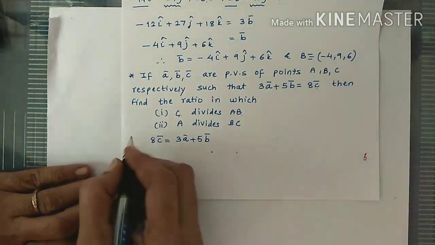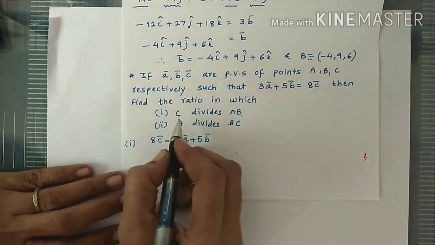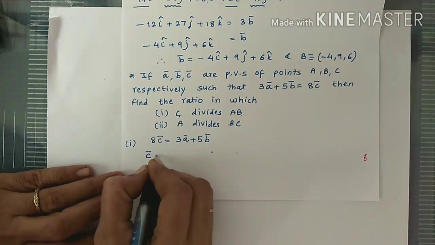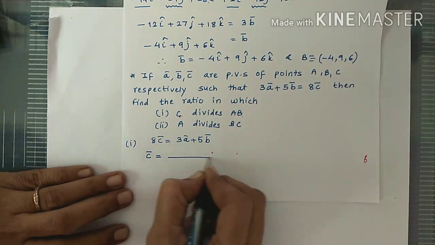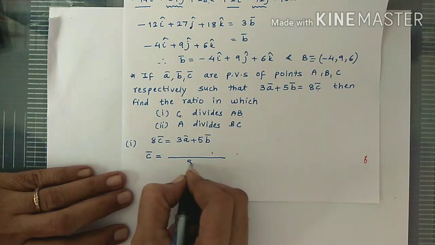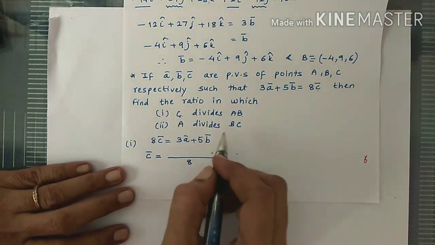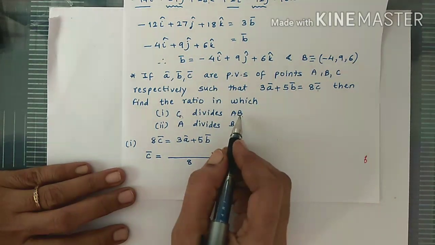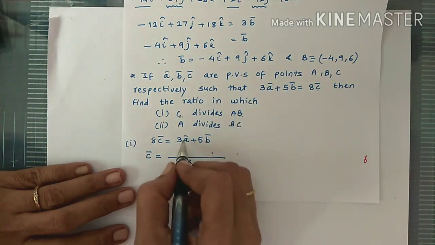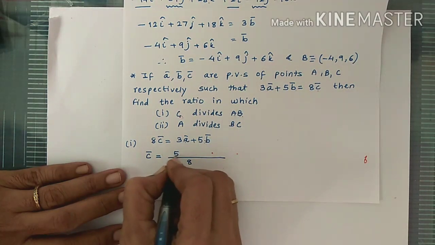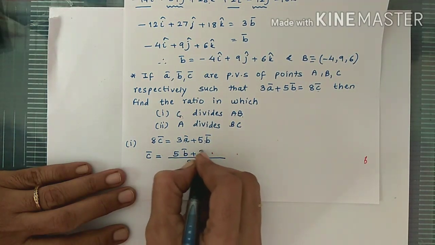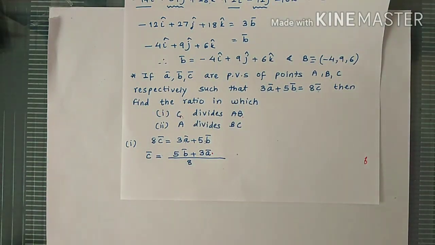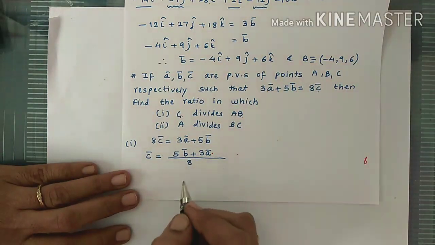Now let's write the position vector of the point of division. The point of division is C. Its position vector is c bar equal to, so to write c bar we have to divide by 8. And point C divides AB, so the final point is B here. So b bar should be written first. Let's interchange these two terms. So we can write this as 5b bar plus 3a bar. First of all we have written the position vector of the final point and then the initial point.